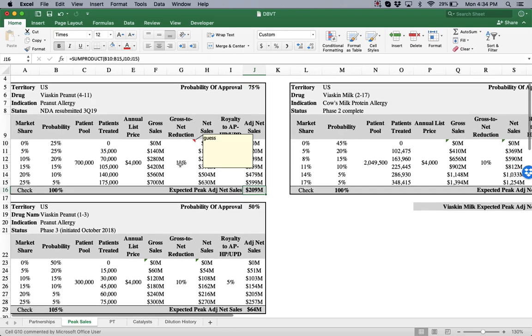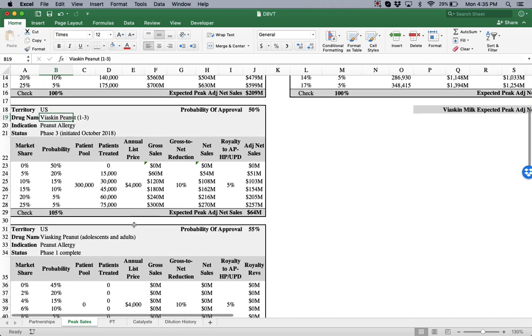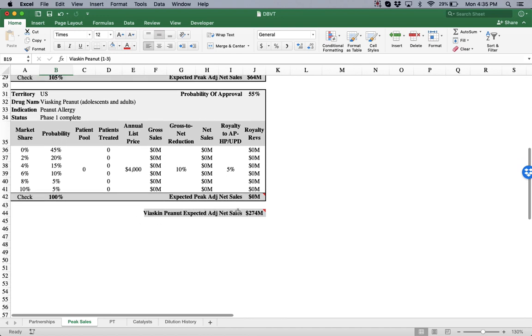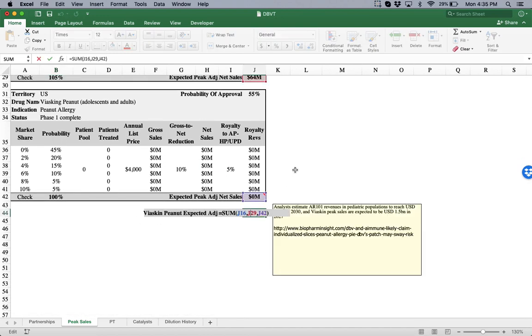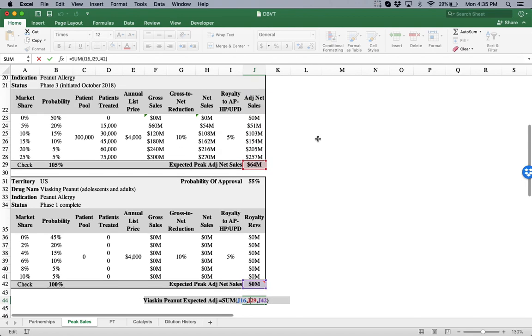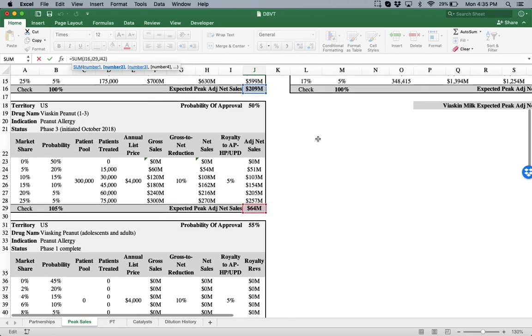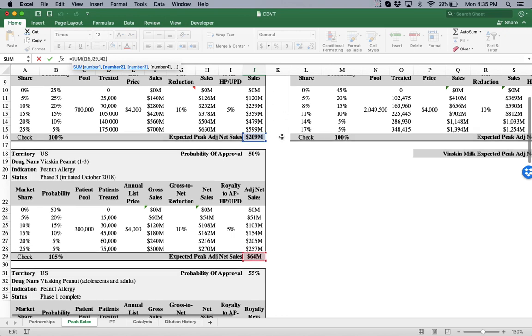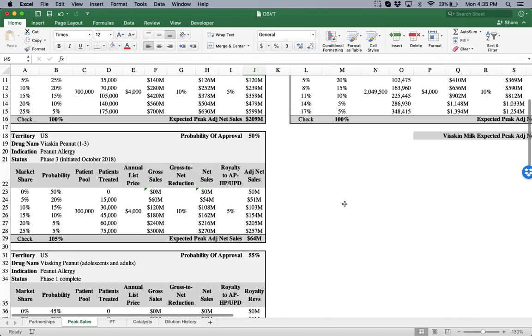So you do the same calculation here for the other age group. This is the peanut allergy ages 1 to 3. And then at the bottom here, you have your total. This is in the US for Viaskin Peanut. And so you see it's the sum of what we calculated above.